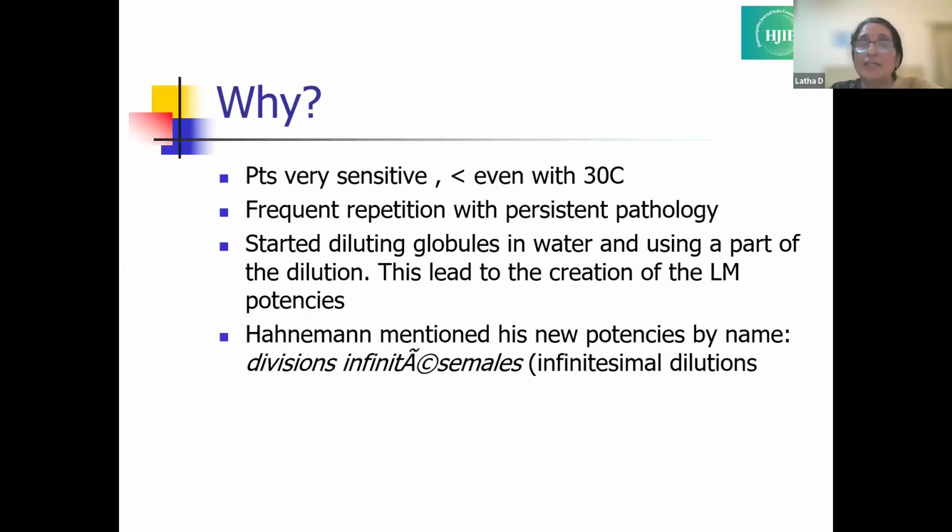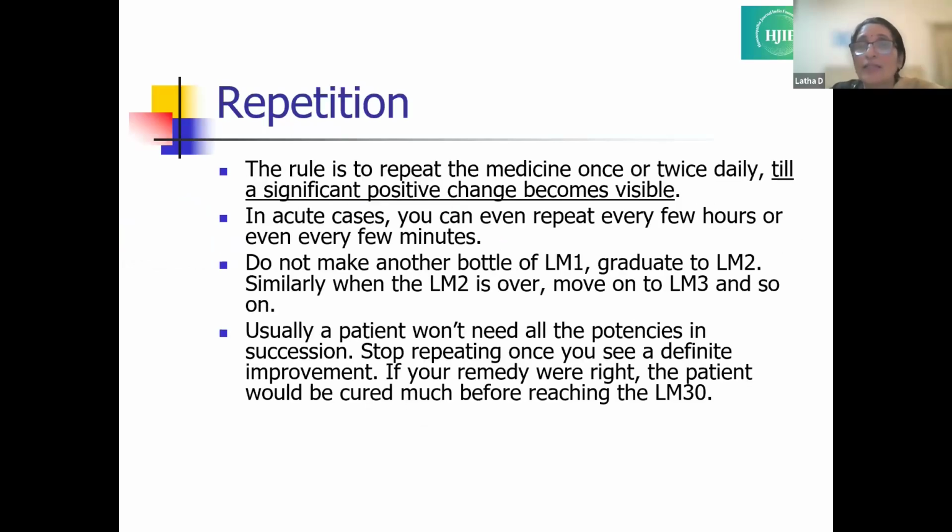He found that when patients are very sensitive, even with 30 potency you're getting an aggravation and you're not able to repeat it, and there is a persistent advancing pathology, he started trying the next potency, which was the LM potency. He describes this in his new potencies by the name of infinitesimal. And he repeatedly used it.